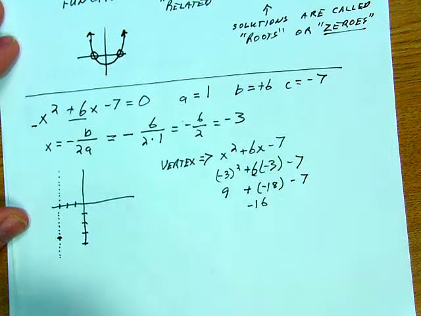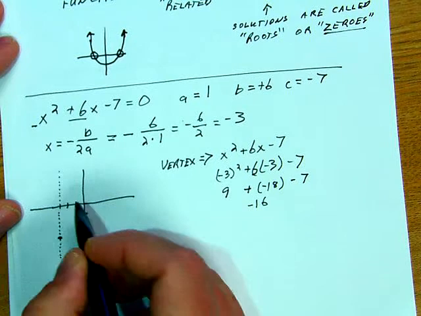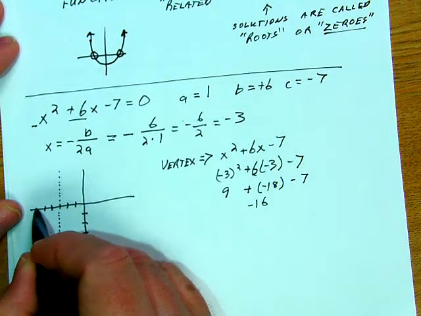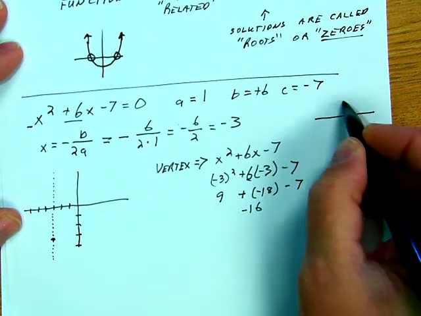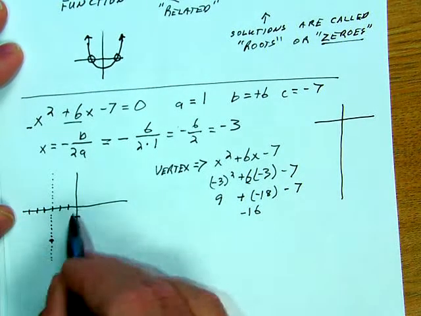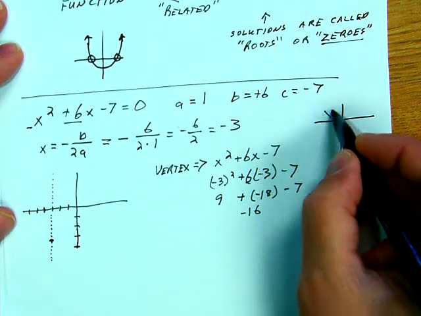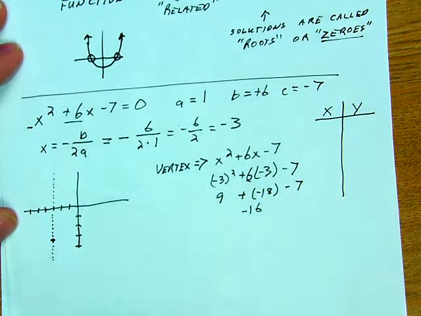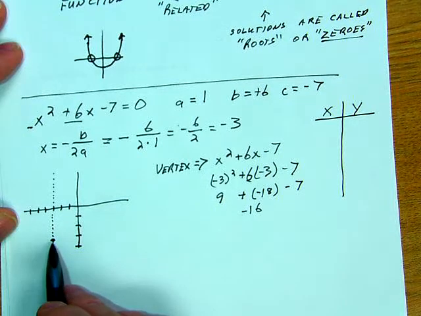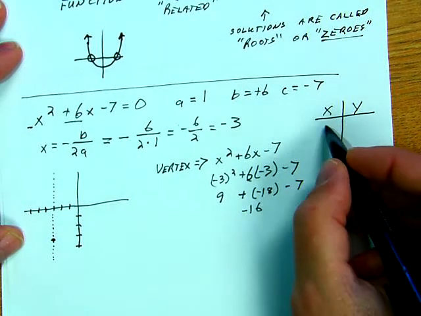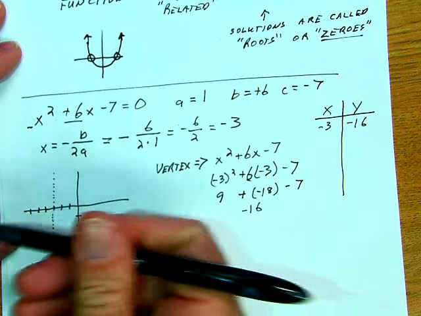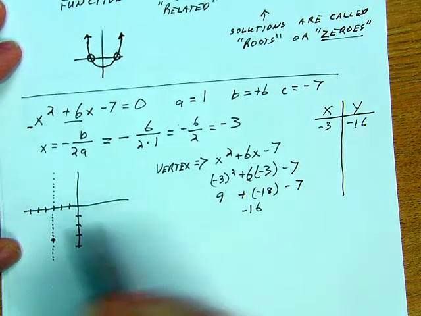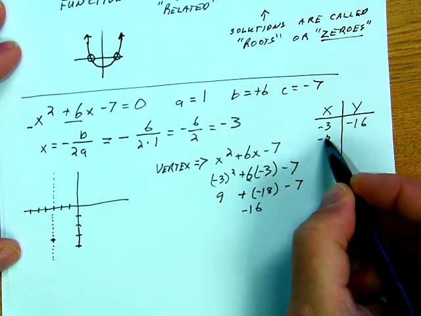Continue my axis of symmetry all the way down, and take my x-axis out a little bit further. Now I'm going to do my table. I'm going to pick a couple points on each side so I can draw my parabola correctly. The vertex is negative 3, negative 16, and I'm going to go to the left. From negative 3, I'm going to go over 2. I just always go over 2.